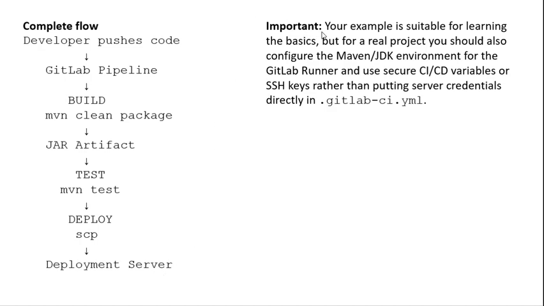This example is suitable for learning the basics, but for a real project you should also configure the Maven and JDK environment for the GitLab runners, and use secure CI/CD variables or SSH keys rather than putting the server credentials directly in the .gitlab-ci.yml file.